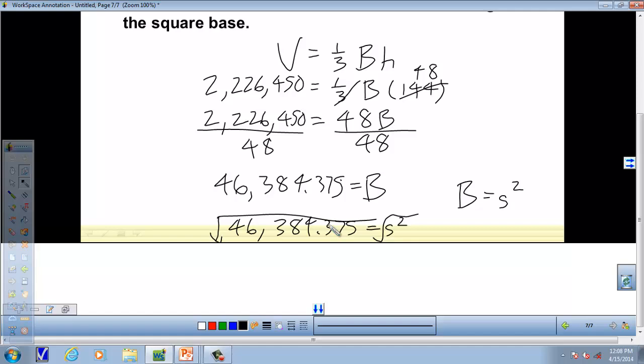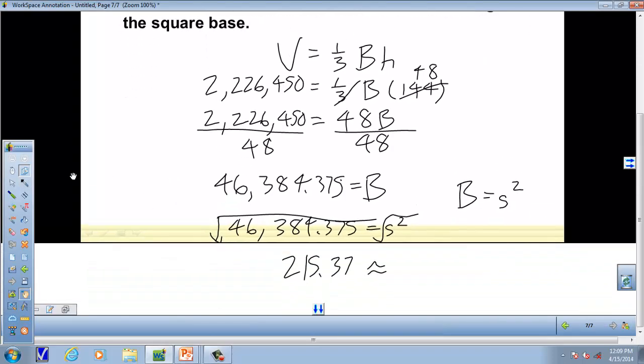So we have the square root of 46,384.375. And if we round this, we get about 215.37, and I don't remember what the units were. Meters. Okay. So that's the length of one side there.